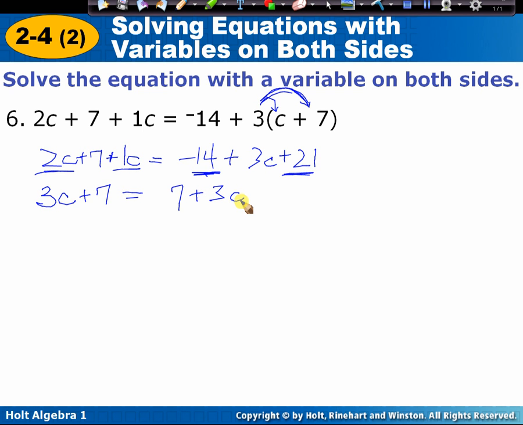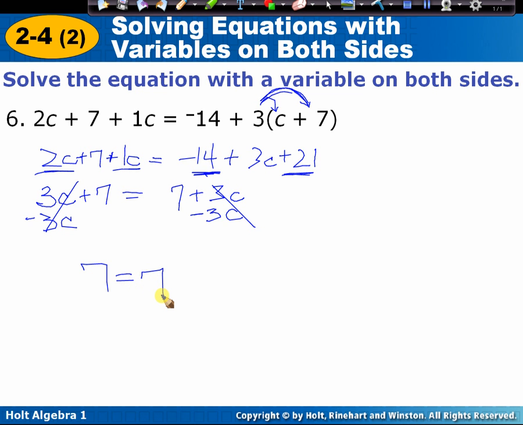So I have to move my variables. I have variables on both sides. I have to move them to be with each other. So I'm going to subtract 3C on this side, and I'm going to subtract 3C on this side. Cancels out on that side, but it cancels out over here too. And I'm left with 7 equals 7.